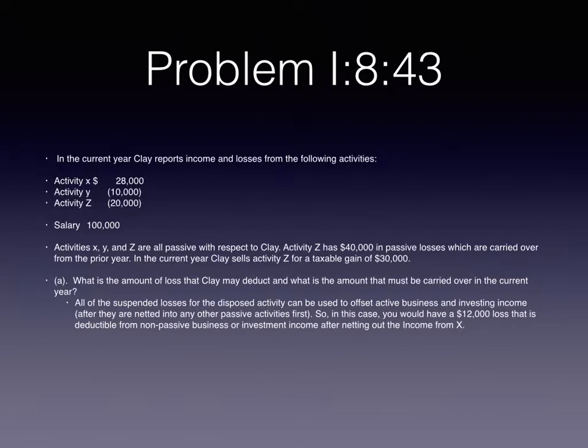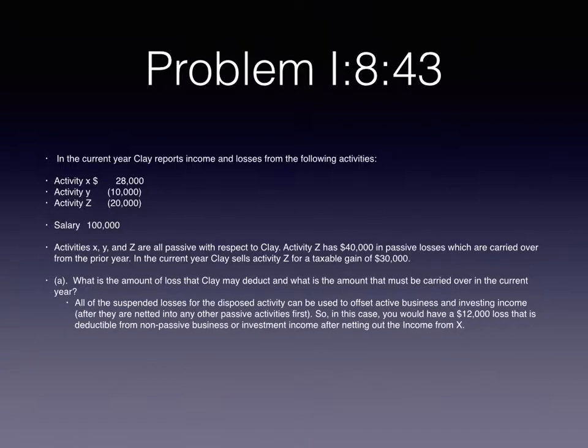So you had losses of $10,000 and $20,000 in Y and Z. You had a taxable gain of $30,000. Those two are offset, so that nets out to zero. So what you're left with there is $40,000 of passive losses, which we're able to count against non-passive business or investment income this year because of the fact that we are getting rid of Z this year.